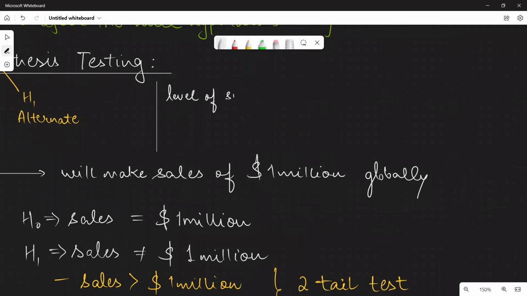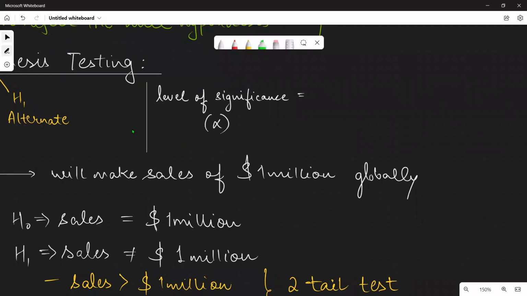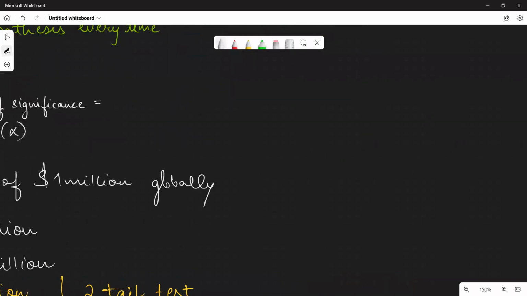Level of significance. It is symbolically represented as alpha. And we can say level of significance, or alpha, is nothing but 100 minus level of confidence. This is what your level of significance is.